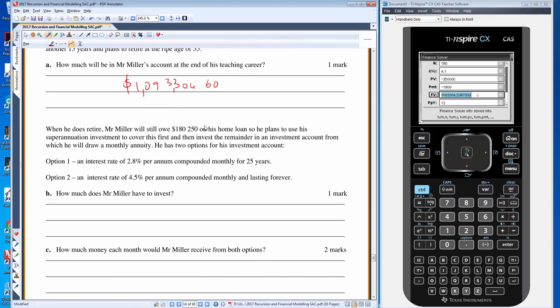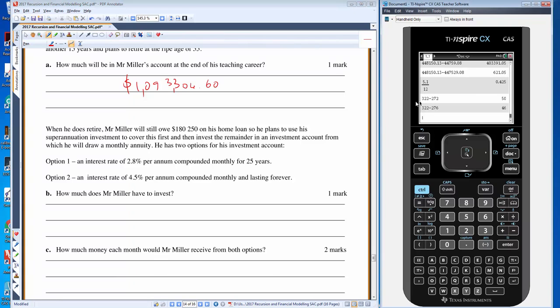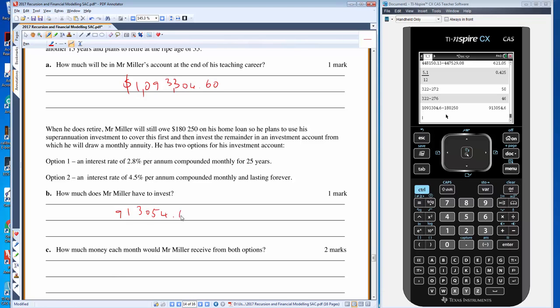Alright, so I'll still owe 180 grand on a home loan, so when I get my superannuation, I'm going to knock 180,000 off that amount there. Okay, so to answer B, I'm going to go to Financial Solver, and I've got 1,093,304.60, subtract 180,250, and what I have to invest now is $913,054.60.